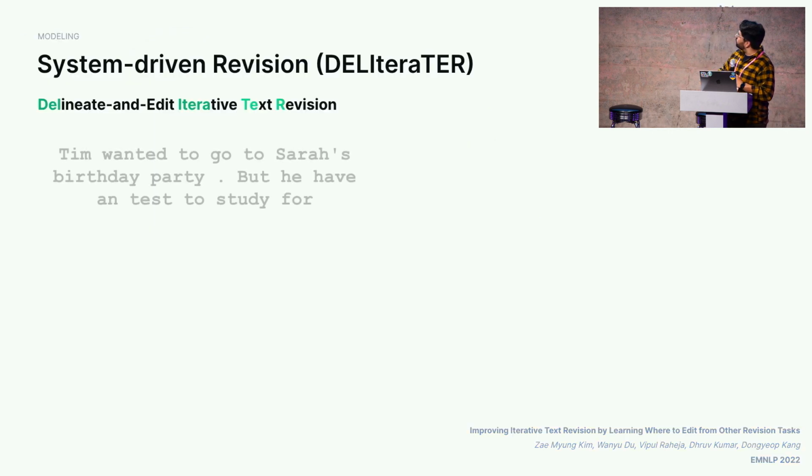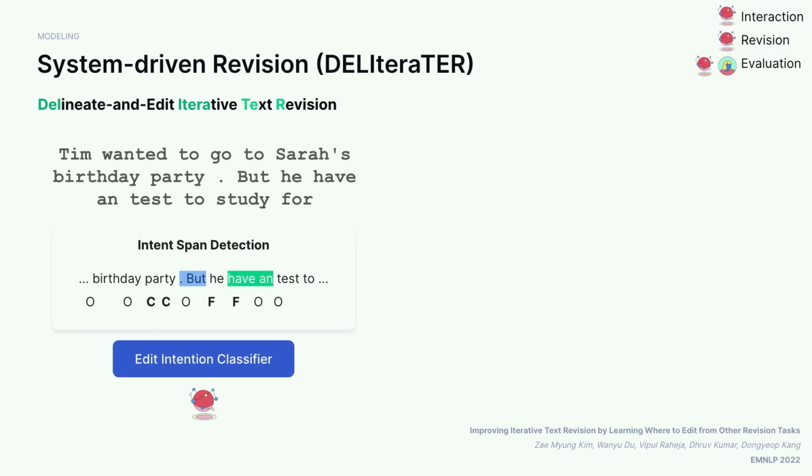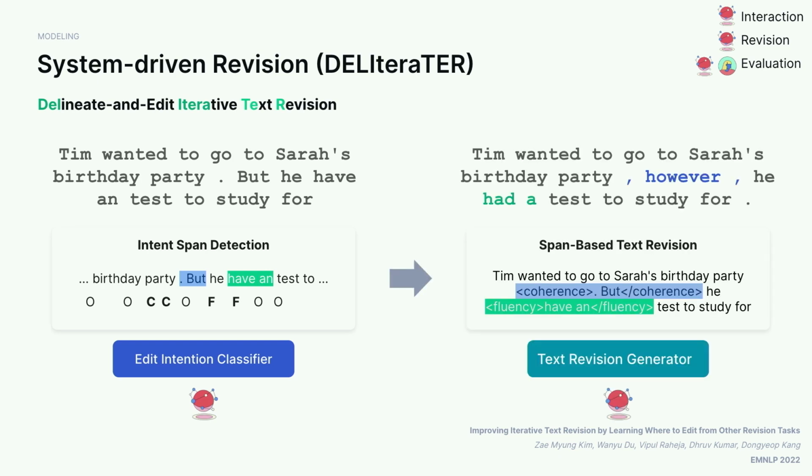So here is a bit more detail on how we model the system-driven writing assistants. We propose a two-step approach to text editing where we first perform edit intention classification, where we predict the spans that need revision and the type of revision needed by the edit intention, which could be one of fluency, clarity, coherence, and style. And then for the predicted sentences or spans that need revision, a text revision model makes the actual edits, leading to a new document revision.